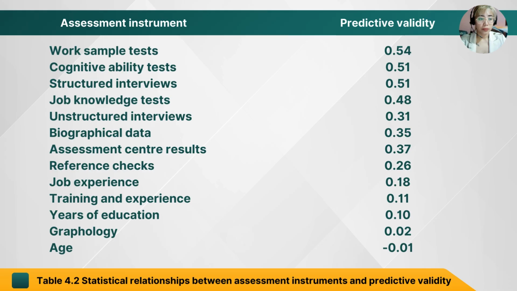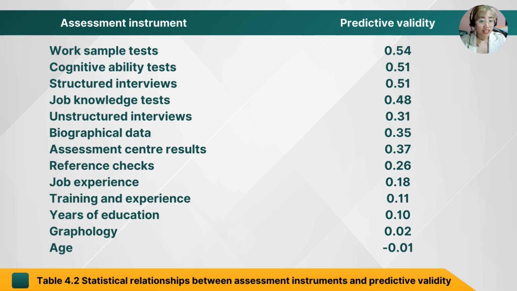So now, this table shows the correlation between the different assessment instruments and their ability to predict job performance. For high predictive validity, a work sample test is 0.54, cognitive ability test is 0.51, structured interview 0.51, job knowledge test is 0.48, and these assessment tools have a statistically significant correlation with a candidate's future performance on the job.